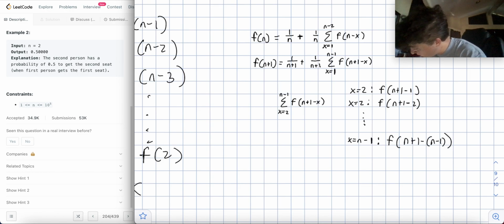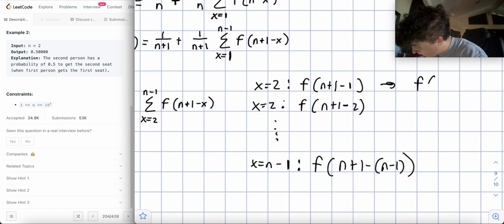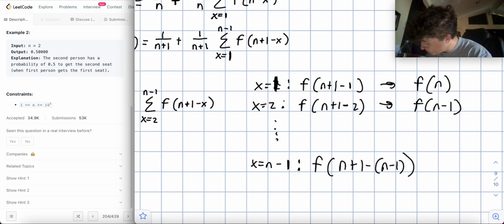All right, so if we simplify these, that means at x equals 2, we have f of n minus 1. And this is f of n plus 1 minus n plus 1, which would be 2, right? So n minus n, 0, 1 minus negative 1, 2. Okay.